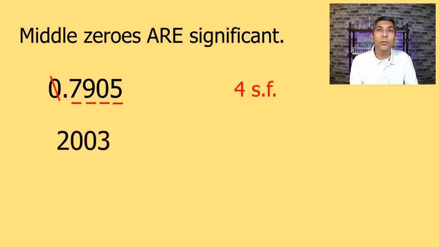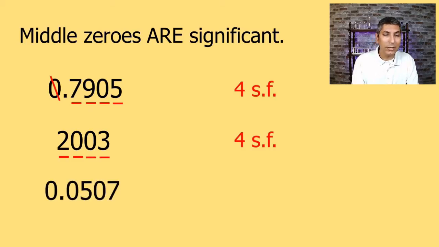Here we have the number 2003. Well, the 2 and the 3 are significant because they're non-zero numbers. And we also have two middle zeros, don't we? So those are significant as well. So this number has four significant figures too. How about the number 0.0507? Well, once again, we have a 5 and a 7. Those are non-zero numbers, so those are significant. Those leading zeros are not significant, but the middle zero is significant. So this number has three significant figures.